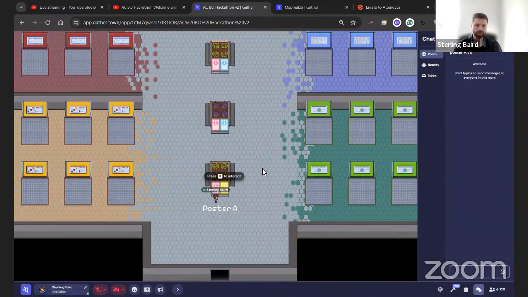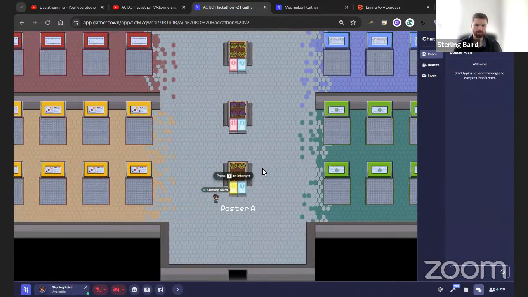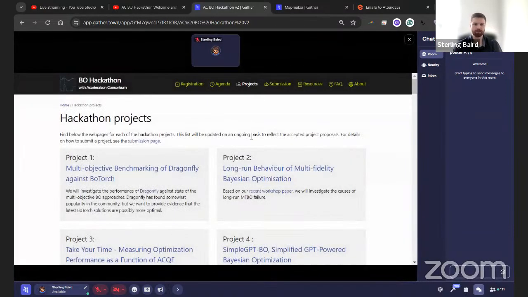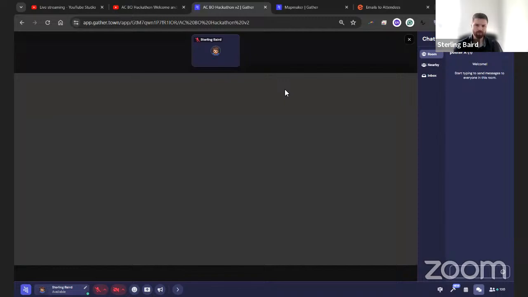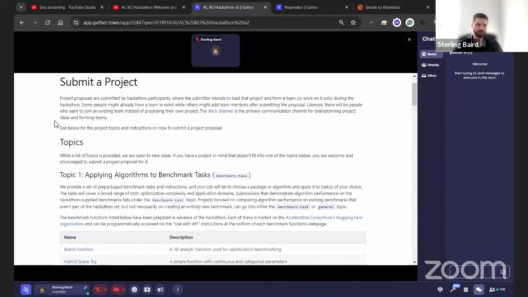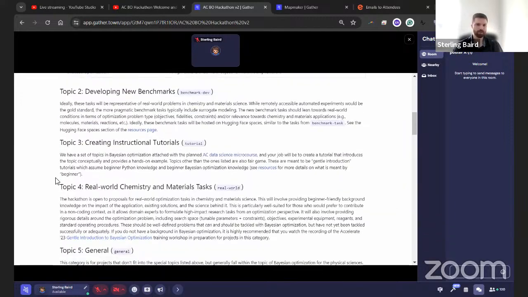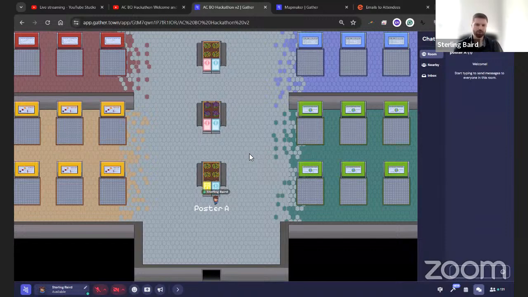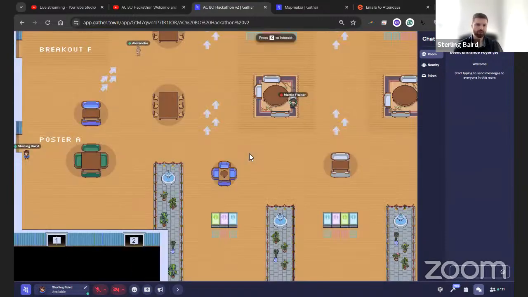And throughout the hackathon space, you'll see these little banners, and they will have different information. Here it's got a list of the currently accepted hackathon projects, as well as the instructions for submitting a new project proposal using a GitHub pull request. Those will be scattered throughout.